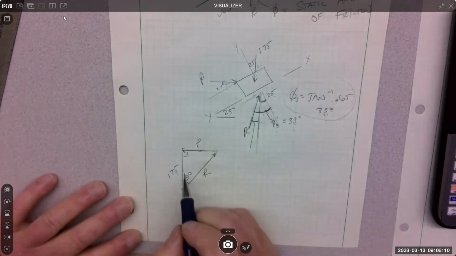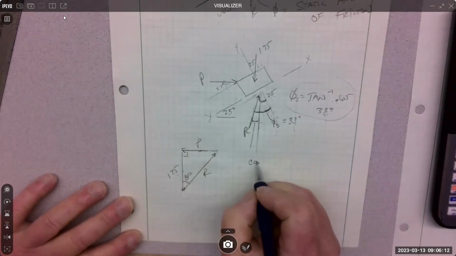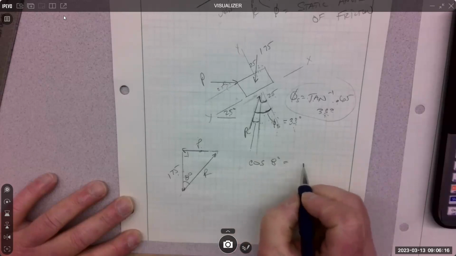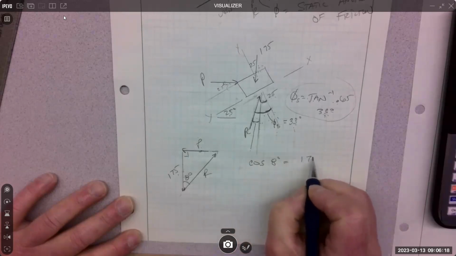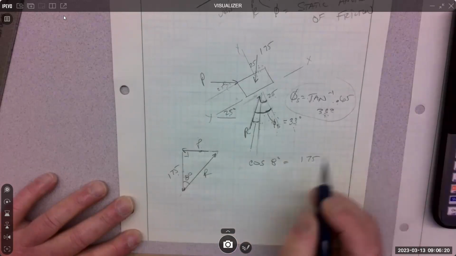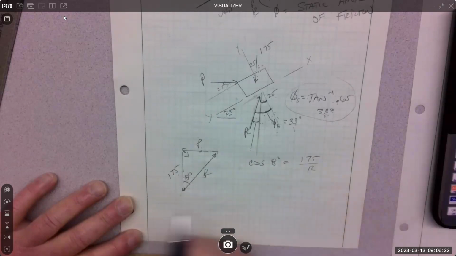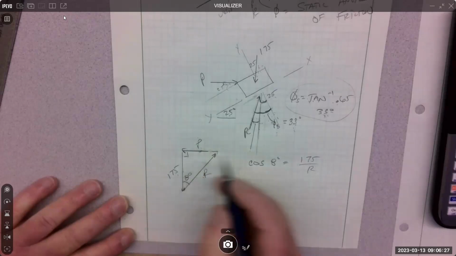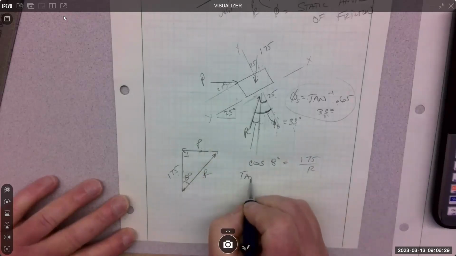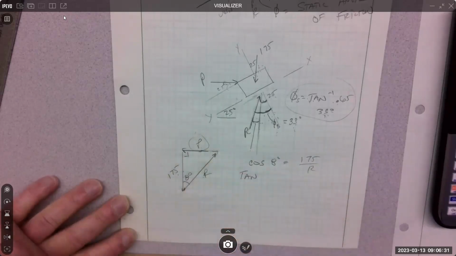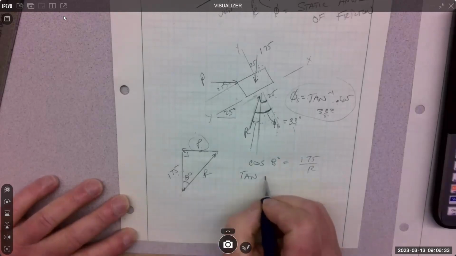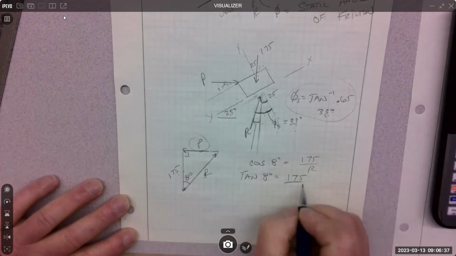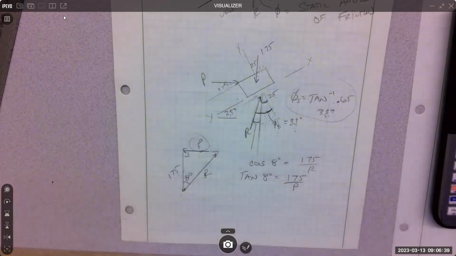So I know 175 is adjacent, so cosine 8 degrees equals 175. Oh, that's going to give me 175 over R. So maybe I want to use tangent. I really want P. P is what I want. So what would tangent of 8 degrees equal? 175 over P.